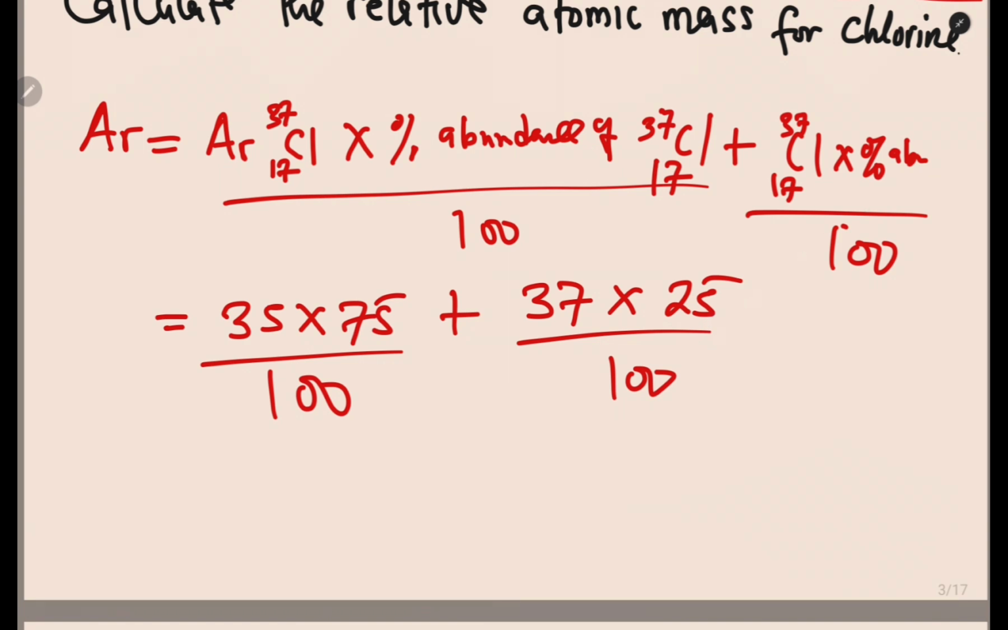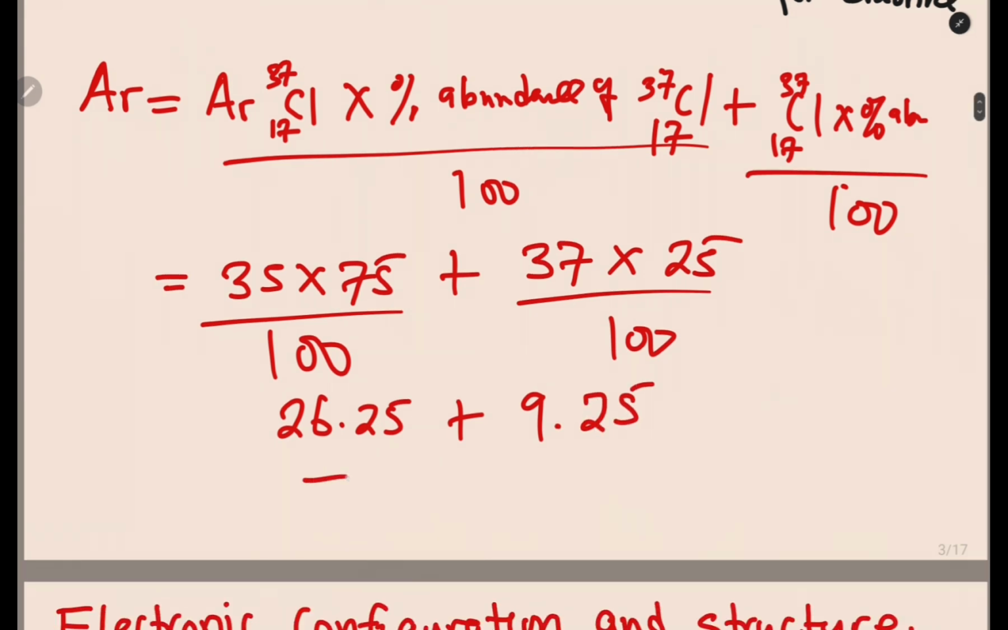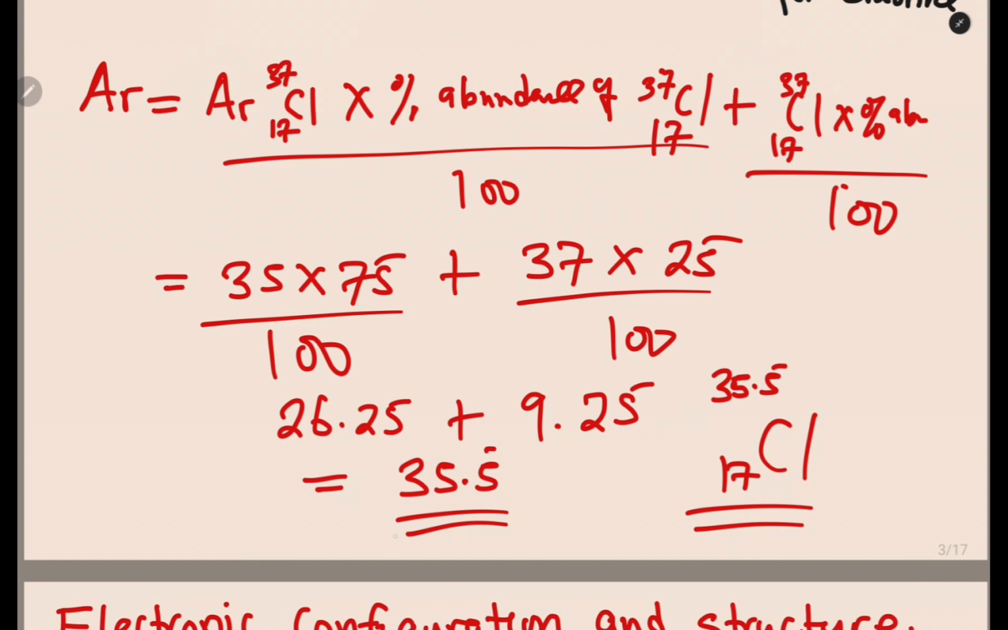What are you able to find? So 35 multiplied by 75 divided by 100 is 26.25, if I'm not mistaken, plus here it is 9.25. And when you add these, you should be able to get 35.5. And this is the reason why chlorine on the periodic table, you're going to find 35.5, then 17. So this is the answer that we find.